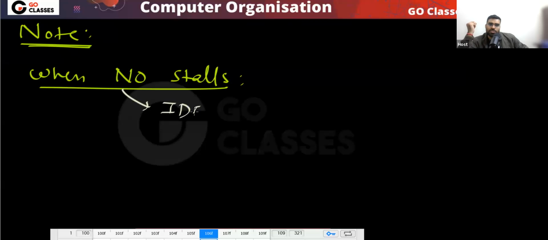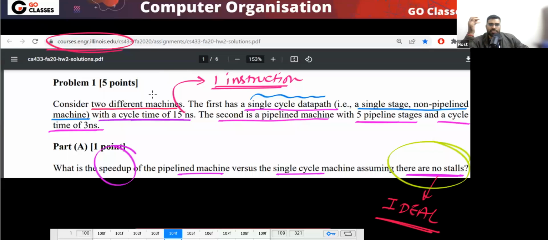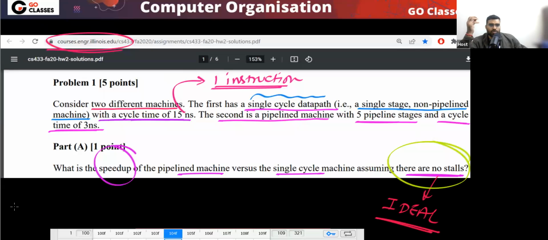No, see, okay. In the ideal situation, this answer will happen. Note this simple point: when there are no stalls, you can consider this an ideal situation. Anyway, you can just calculate. You can simply calculate the question. You don't have to memorize anything.